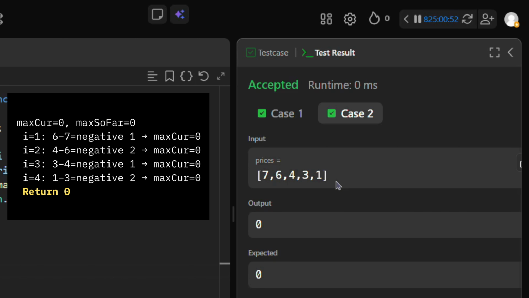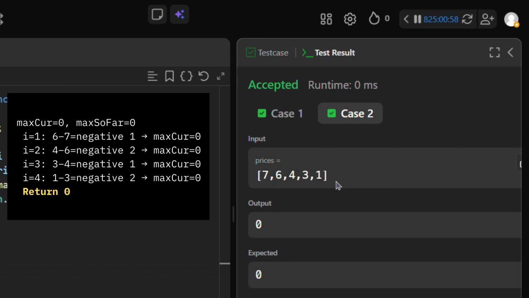At i equals 2, diff is 4 minus 6, which is negative 2. Max cur becomes max of 0 and 0 plus negative 2, so max cur is 0. Max so far stays 0. At i equals 3, diff is 3 minus 4, which is negative 1. Max cur stays 0, and max so far stays 0. At i equals 4, diff is 1 minus 3, which is negative 2. Max cur stays 0, and max so far stays 0.